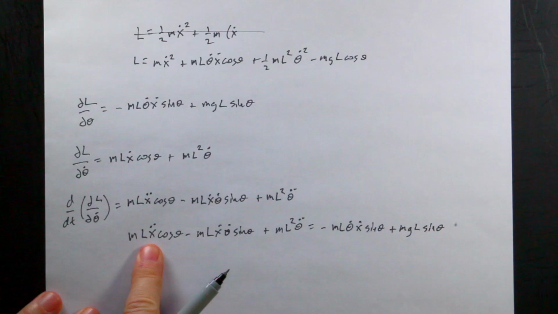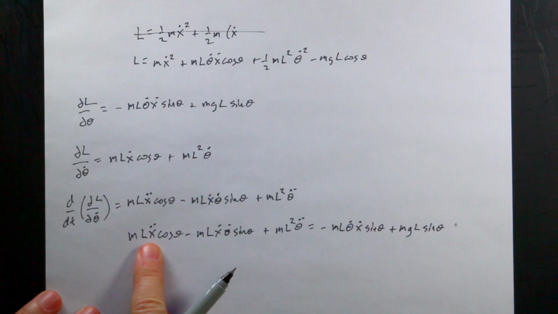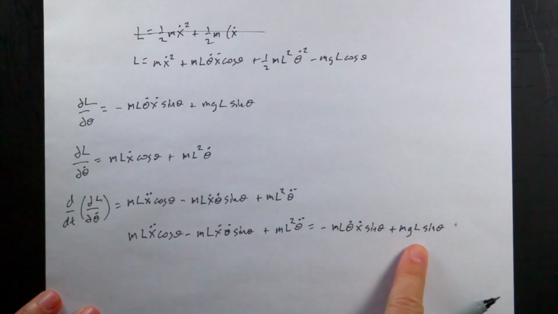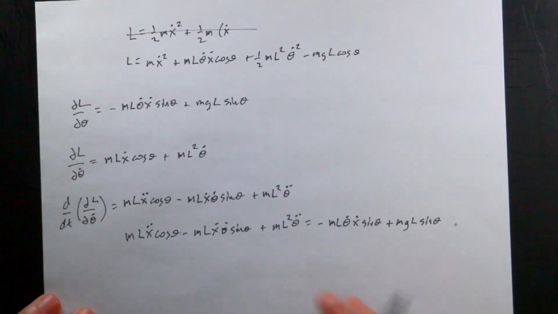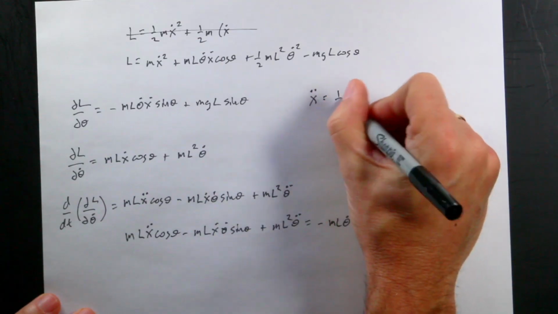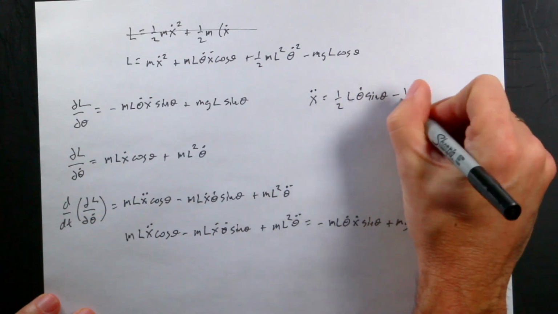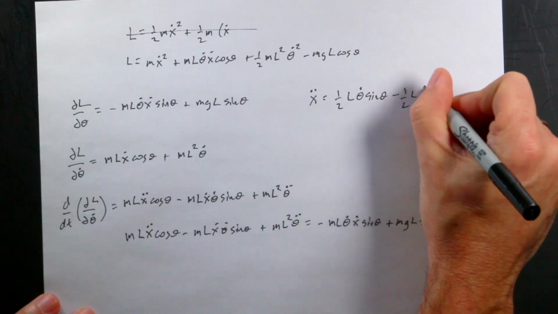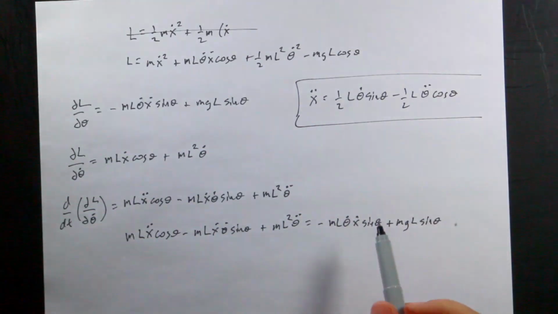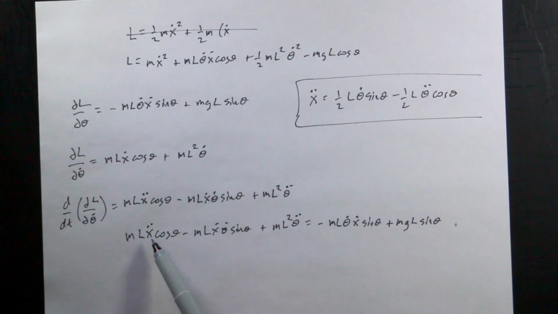Again, I'm really looking for the second derivative terms. I need the second derivatives. So here I have an x double dot, and I have a theta double dot, and a whole bunch of other stuff. Let's write down my other equation that I had before. X double dot equals 1/2 L theta dot sine theta minus 1/2 L theta double dot cosine theta. That's what I had before. Okay, so I have that. I could plug that in over here and then solve for theta double dot, and that's what I want to do.